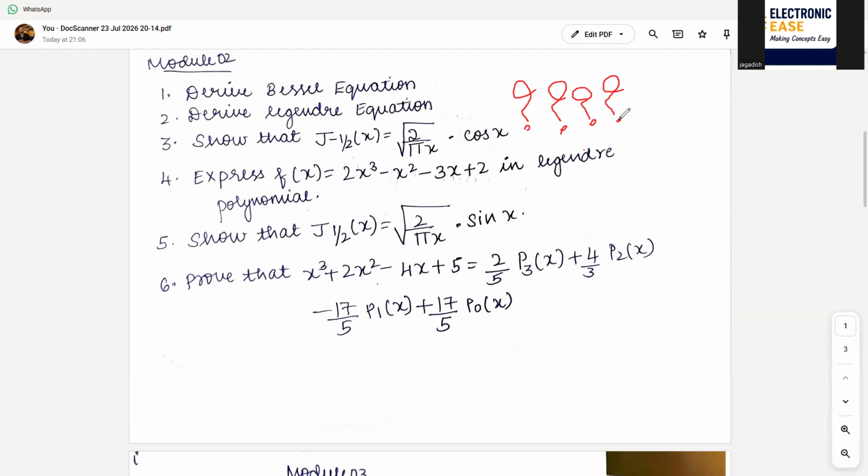See students, whenever you are doing module 3, 4, 5, check whether you have kept your calculator in the correct position, such that whatever is required for that problem, you have kept it in that mode.